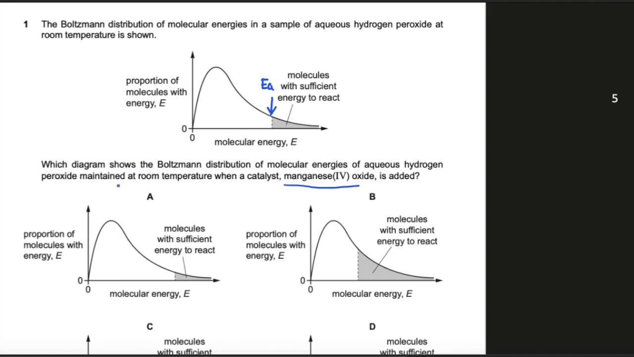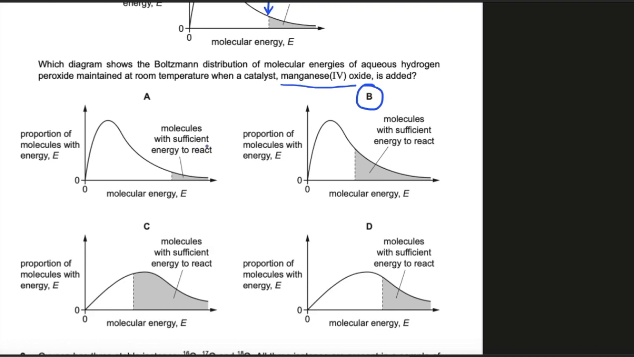He's asking what will happen when you add a catalyst. You know that when you add a catalyst in a chemical reaction, it decreases the activation energy. Temperature is the only factor which changes the shape of the distribution curve. Otherwise, the shape of the curve remains constant, and a catalyst will only decrease the activation energy barrier. It means this activation energy, or this broken line, will move towards the left-hand side. So the correct answer would be B.